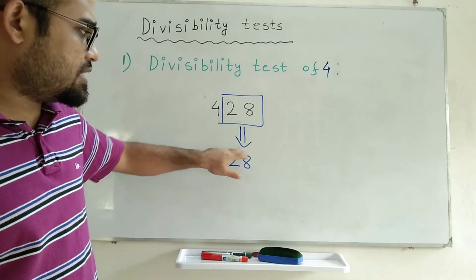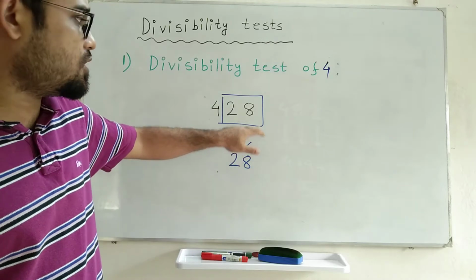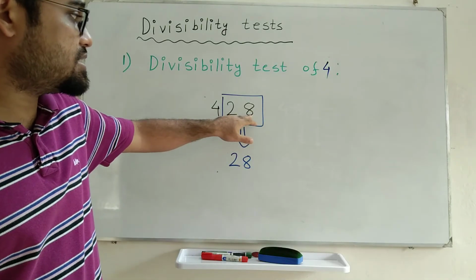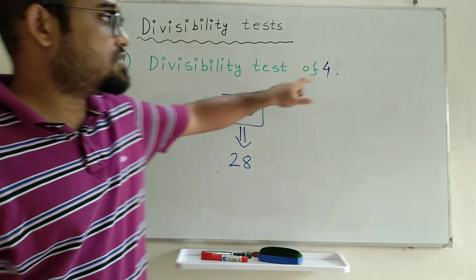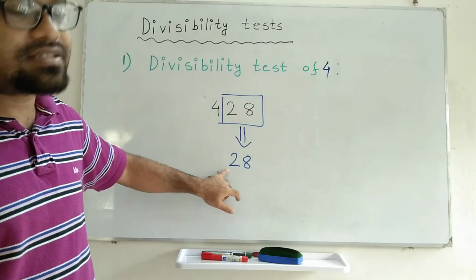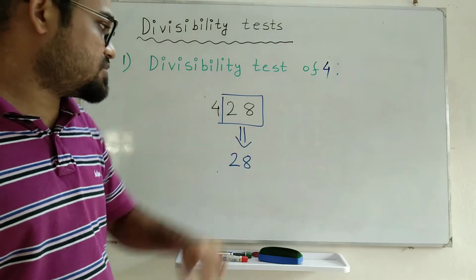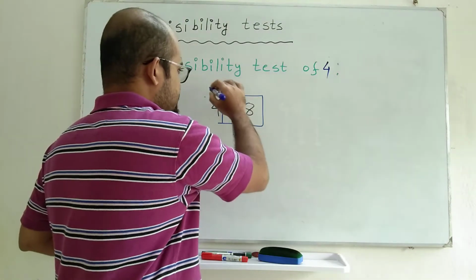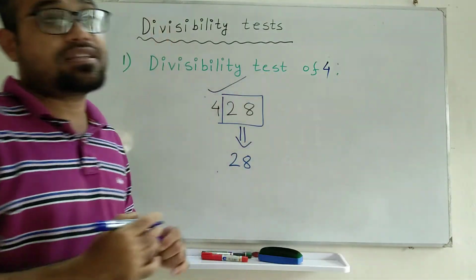Now we will test whether the number so formed with the help of the unit digit and the tens digit is divisible by 4. Well, in our case 28, this is indeed divisible by 4. 4 sevens are 28. So I can say that 428, this whole number, is indeed divisible by 4.